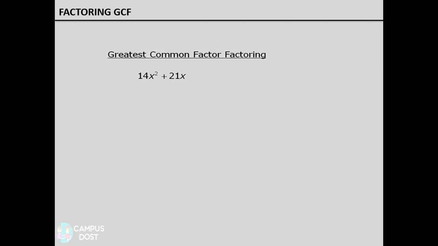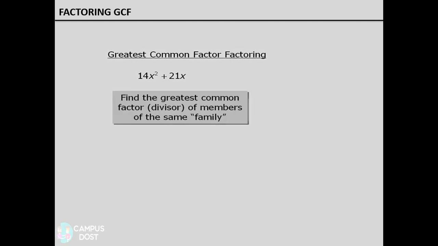So beginning with the coefficients, we have 14 and 21, and here the greatest common factor is 7. Next, we will examine the x's. We have x squared in the first term and x in the second term. So the greatest number of x's that they have in common is 1x. So the greatest common factor of the terms 14x squared and 21x is 7x.